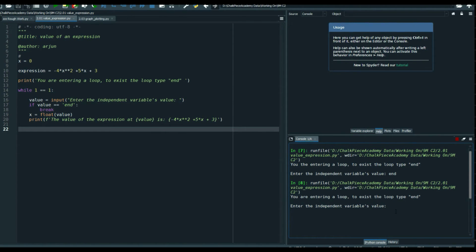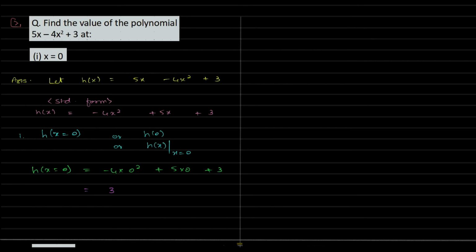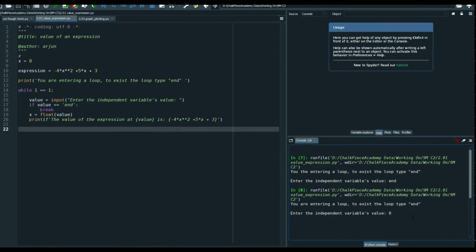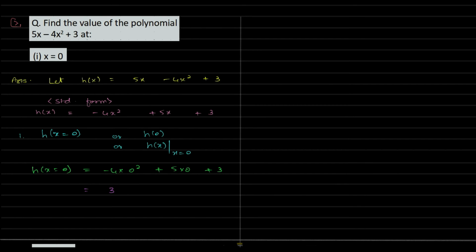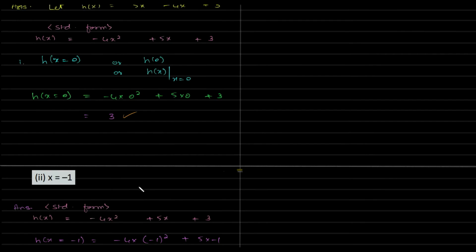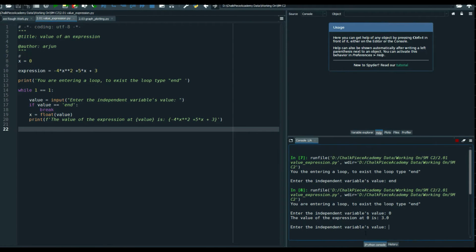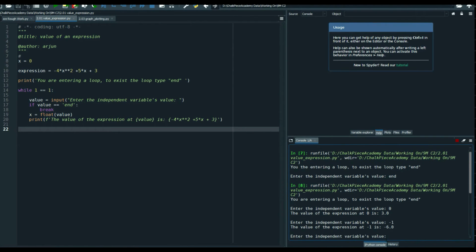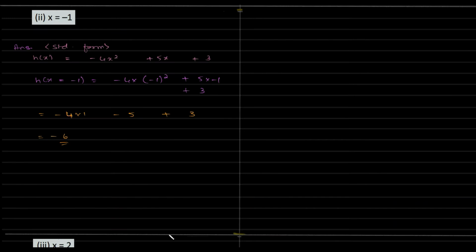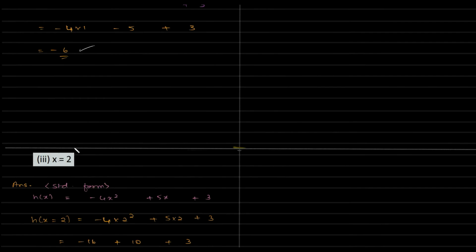So the first thing is 0, right? So I'm trying to verify over here. The first thing is x is equal to 0. So if I type in this, we got an answer of 3, right? Same thing over here as well. So our answer is correct. Next, if I have an input of minus 1, my answer is minus 6. Correct.